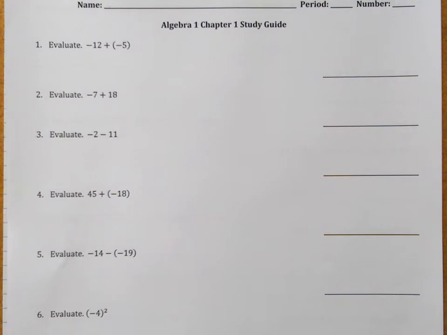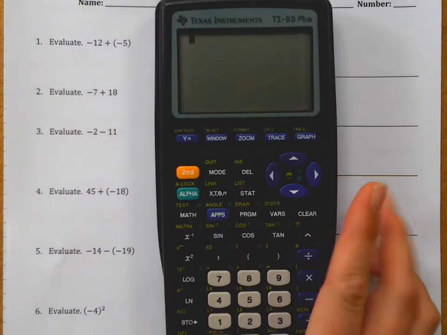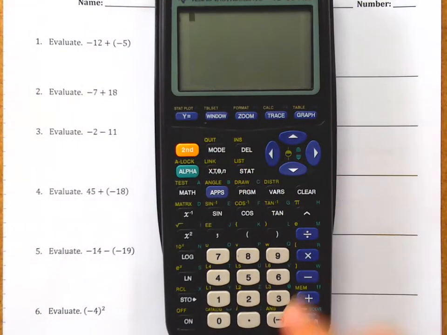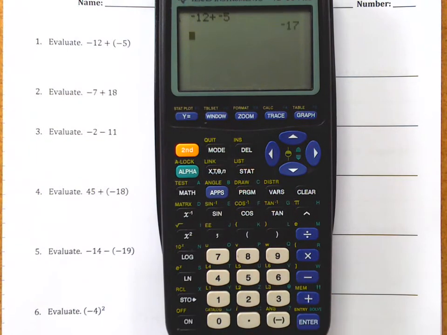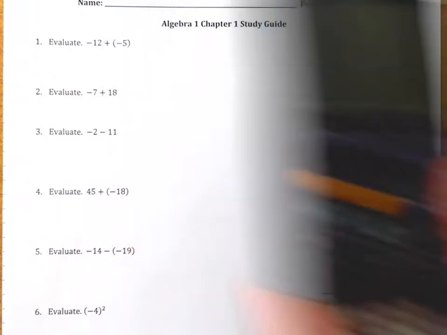Okay, so we start with -12 plus -5. Now, there are a lot of ways that you guys can do this. The most straightforward way is using your calculator. So if I were to plug that into my calculator, we would be using the negative button. So it would be -12 plus -5 gets me -17.